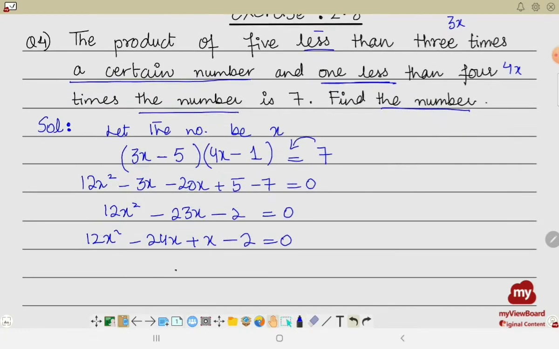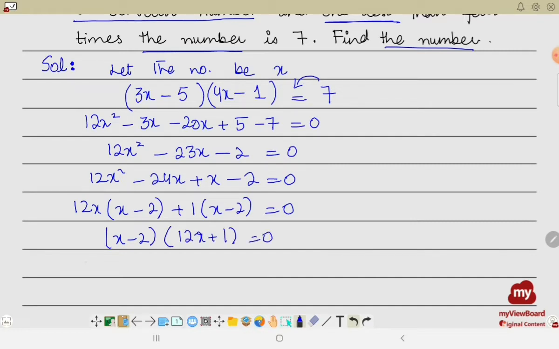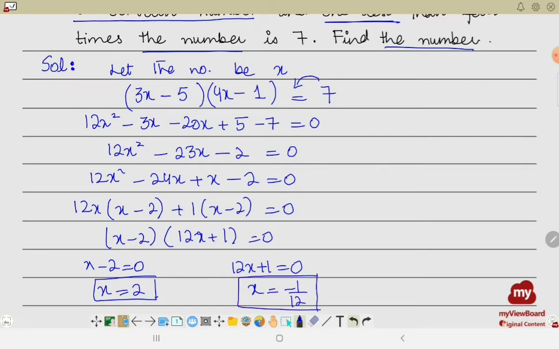And from here we are going to take the common as 12x common. We are left with x minus 2. Here we'll have 1 common. x minus 2 is equal to 0. x minus 2 is again the common factor. So 12x plus 1 equal to 0. And we'll equate both these factors to 0. So x minus 2 is equal to 0 and 12x plus 1 equal to 0, and x is equal to 2 and x is equal to minus 1 by 12. So these are the two answers, right?